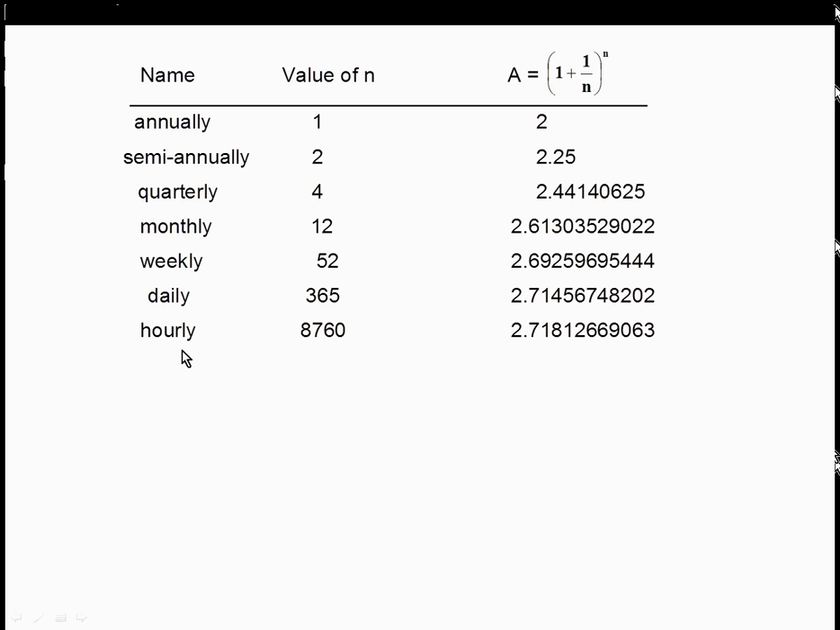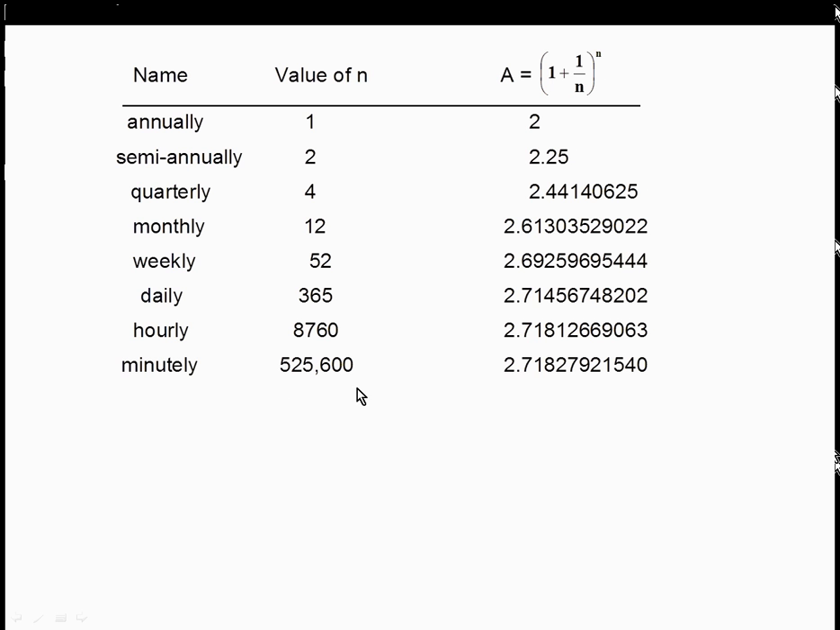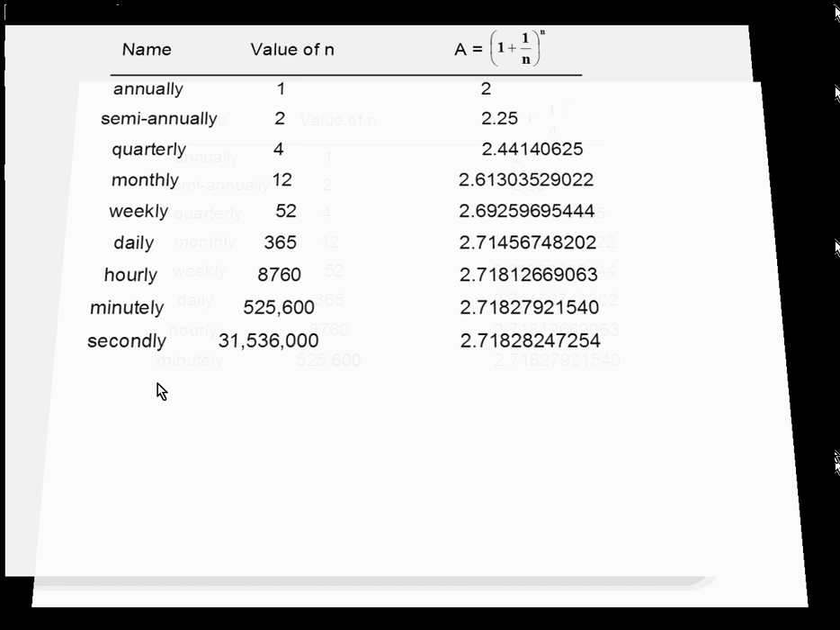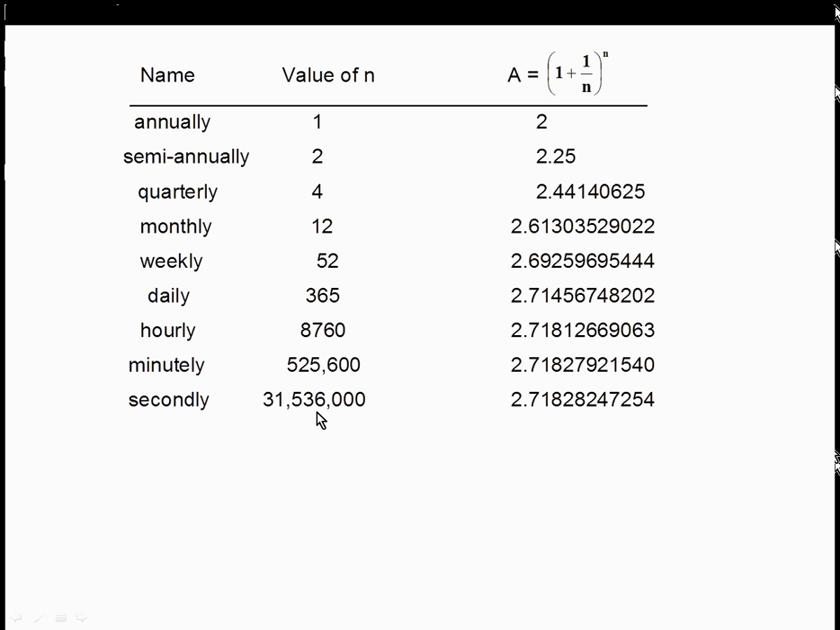If I go to minutely, so at the end of each minute my interest is allowed to earn interest, there are 525,600 minutes in a year. You get this value. Without rounding, they now agree to 3 places to the right of the decimal point. But as money, no change in the amount. It's still only $2.72. If we go to secondly, there are 31,536,000 seconds in a year. So at the end of each second, your interest is allowed to earn interest. Notice, I now have 4-place agreement.